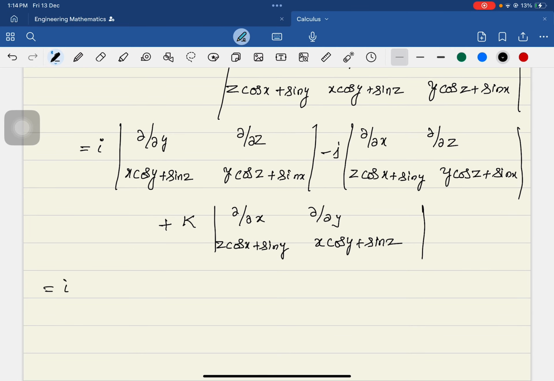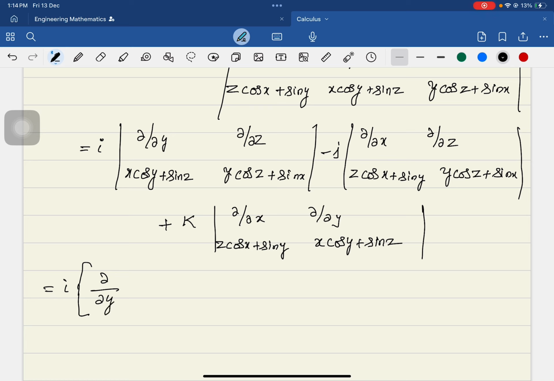Let us now see this i times of, what is dou by dou y of y cosine z? Y cosine z, so the constant is cosine z. Sin x is also constant, so it is 0. So it is cosine z. So let us write down this. This is cosine z. I hope you are able to understand, or I'll do one more step.